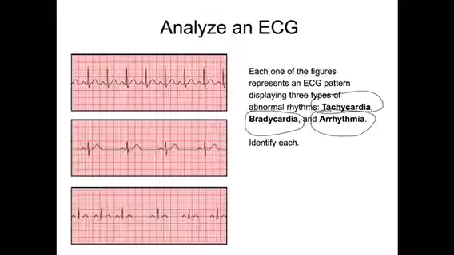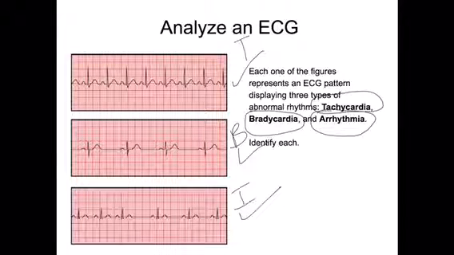Okay, so if we look here, this one should be our tachycardia. This one right here should be our bradycardia, and this one should be our irregular one or arrhythmia.